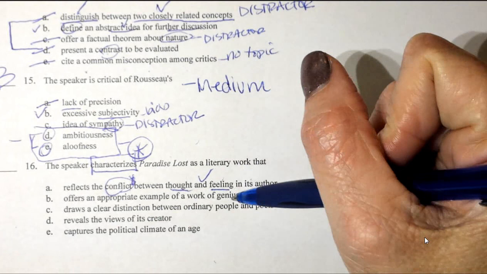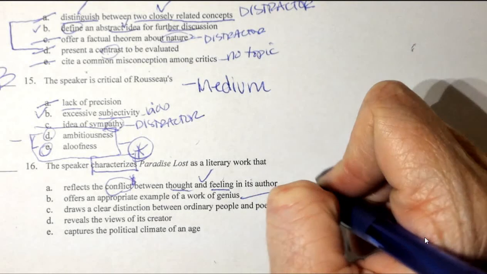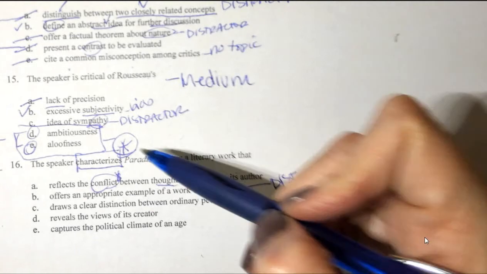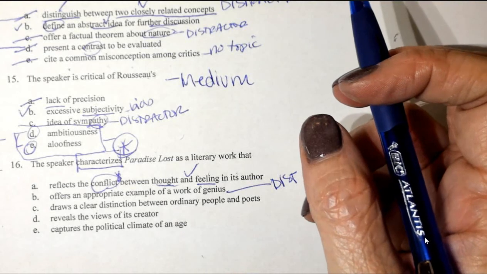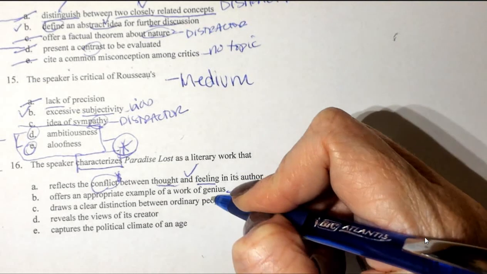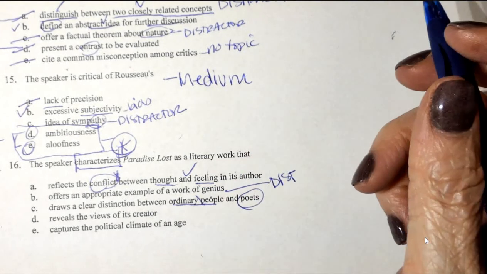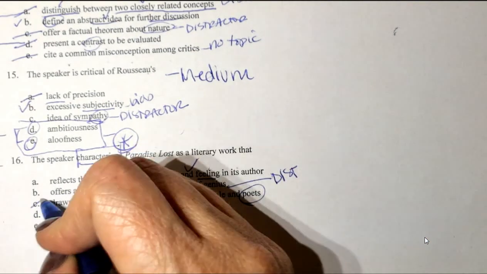Offers an appropriate example of a work of a genius. No. I think this is a distractor because I think all of the authors that he's talking about, he's saying are geniuses. So I think that is correct, but it does not characterize Paradise Lost. Does that make sense? Draws a clear distinction between ordinary people and poets. Nope. Do we talk about ordinary people in there? No. Poets is in there. It's like the last word of that line, right? But it's not the difference between ordinary people and poets.